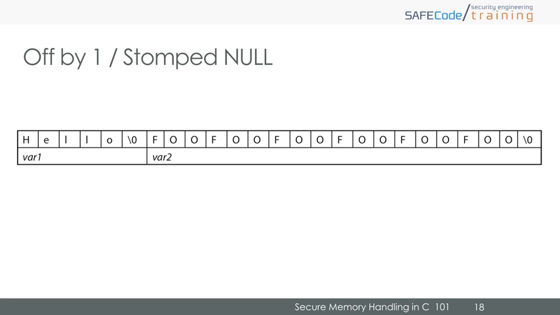For example, imagine that the null terminator is gone after the word hello in this memory layout. Once the null terminator is gone, the effective value of var1 is no longer hello. It's hello followed by foo foo foo foo foo foo. Any functions that make assumptions about the maximum length that var1 could possibly have, because var1 itself was a statically declared character array of certain size, those assumptions will now be broken.